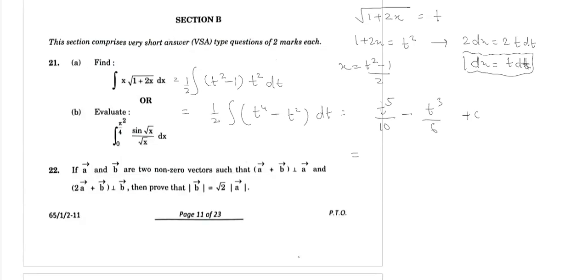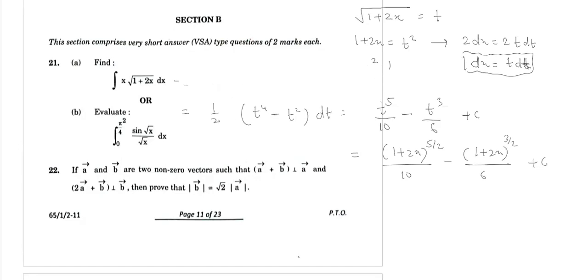Now you replace the value of t. t was under root of 1 plus 2x. So that will be 1 plus 2x whole to the power 5 by 2 by 10 minus 1 plus 2x whole to the power 3 by 2 by 6 plus c. So this will be your answer for question number 21A. Let us evaluate the next one now.